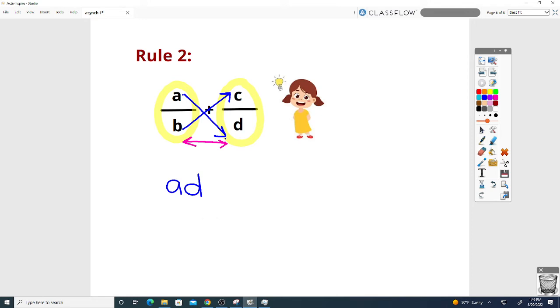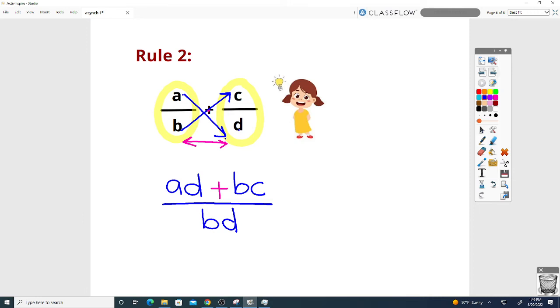And then we've got plus is the sign. B multiplied by c. And this is divided by the product of the two denominators, which is bd. So that is the next trick. It's easy peasy. All you've got to do is to cross multiply, and then don't forget to divide by the multiplication or the product of the two denominators.